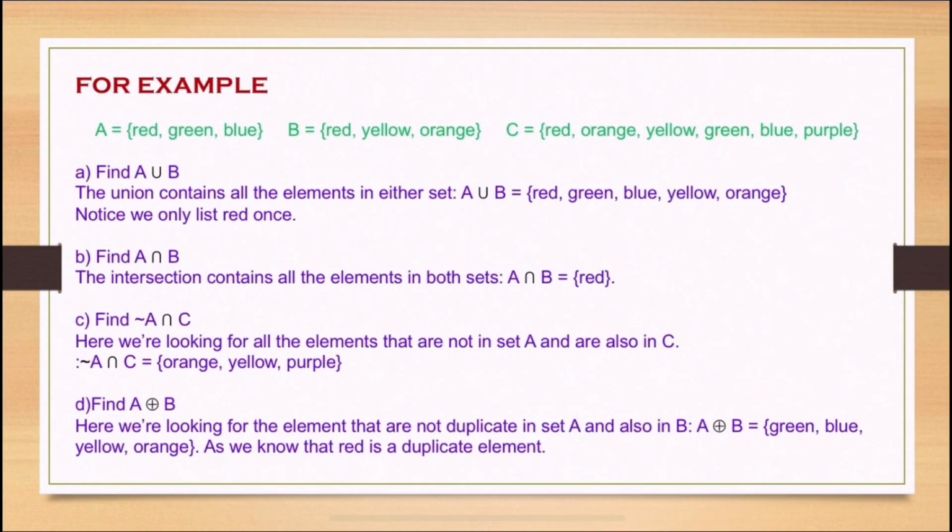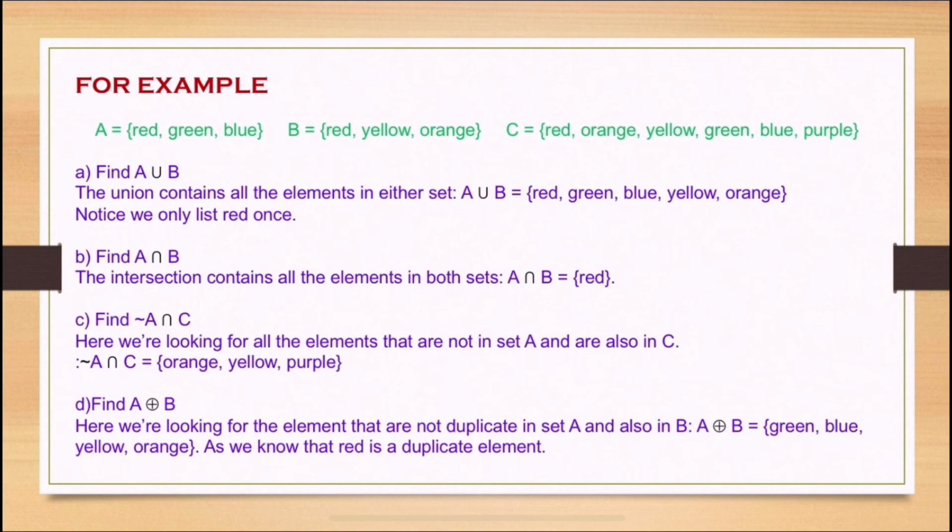For example, A is red, green and blue. B is red, yellow and orange. C is red, orange, yellow, green, blue and purple. So first, find A union B. The union contains all the elements in either set. A union B is red, green, blue, yellow, orange. We notice that red is a duplicate, but we list red only once.